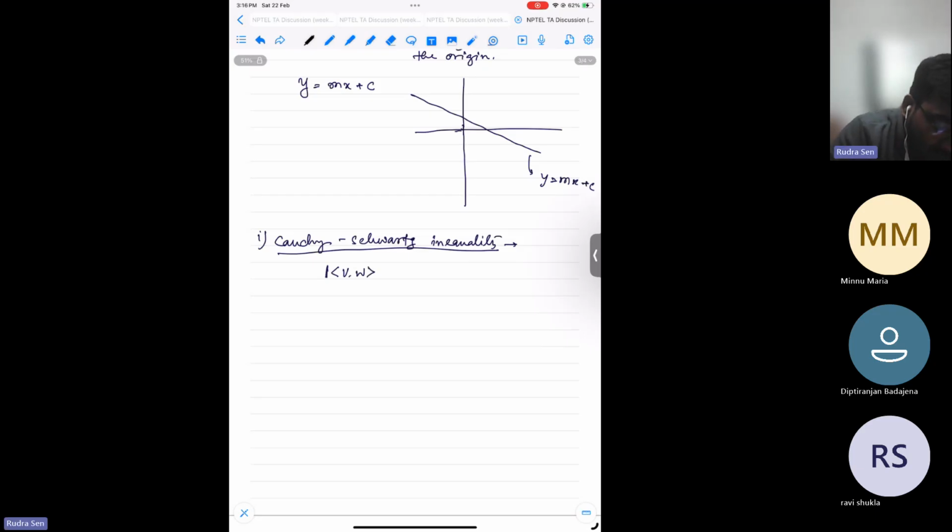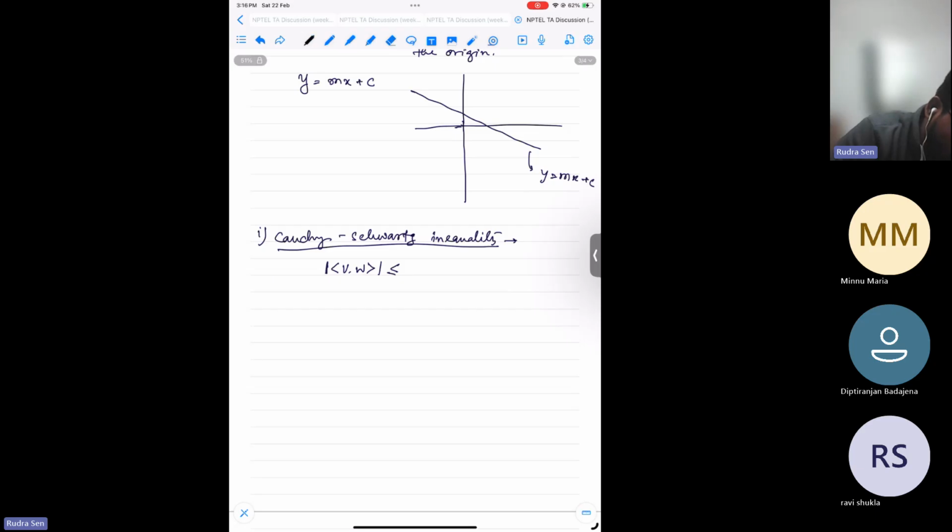So this angle bracket is basically the sign of the inner product, which is less than or equal to, or you can write it over here like that as well, the norm of V times the norm of W. The absolute value of the inner product of V and W is less than or equal to norm of V times norm of W.